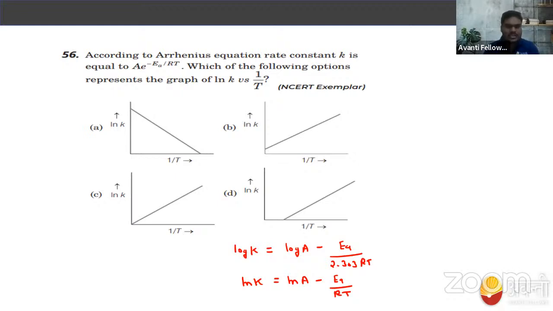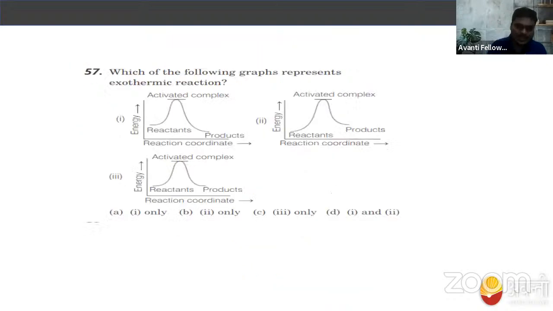Okay. So this is the graph we got. In the y-axis, we have ln K. In the intercept form, we have ln A, and this represents the slope, which is Ea by R. This represents the slope, which is a negative slope. So which of the following options? That is option number A. सबने बिल्कुल सही बोला था, all of you. Mostly सबने A ही बोला था और A ही इसका correct answer भी है. So option A is absolutely correct.